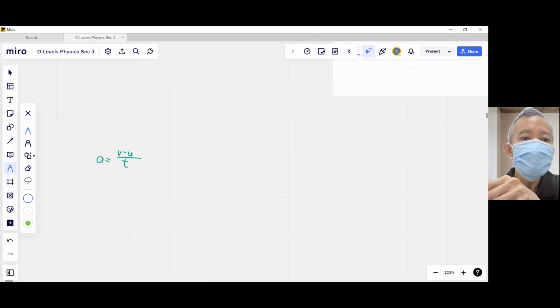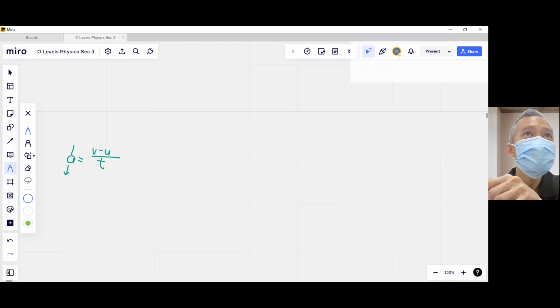Now, tell me, what are the units for acceleration? Meters per second square. Okay, good. Units for V? Good. Units for U? Okay, make sure of that. Time. Yep, so make sure your units are all correct before you use the formula. Okay.